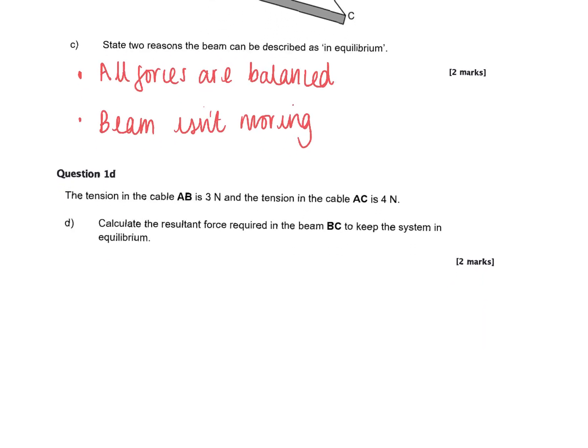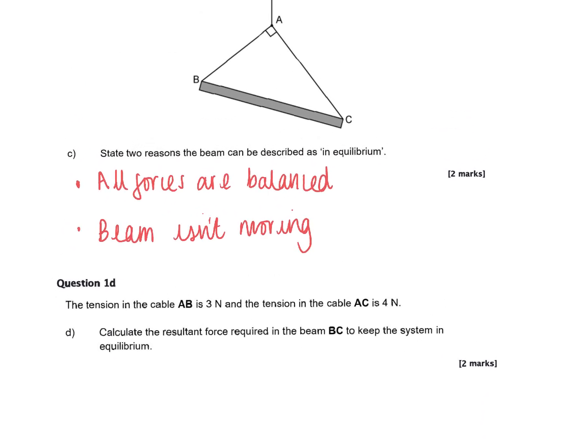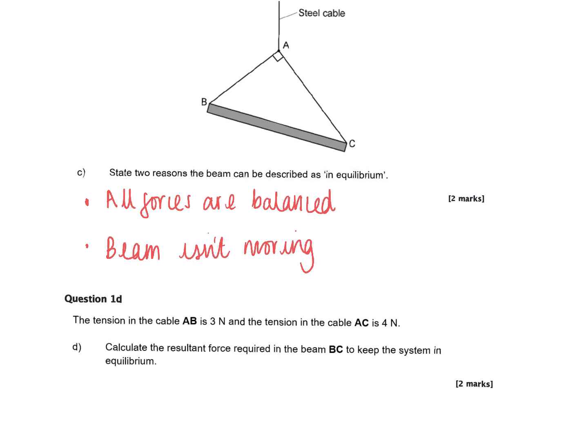Coming on to question 1d. Actually, I'm going to put it there because we're going to need that diagram. The cable in the tension AB is 3 newtons, so I'm going to label that. AB is 3 newtons, and across AC is 4 newtons. Calculate the resultant force required in beam BC to keep the system in equilibrium. That is this one here.